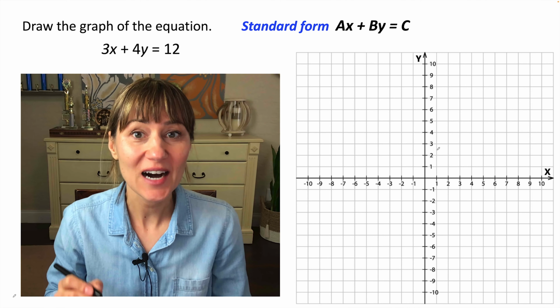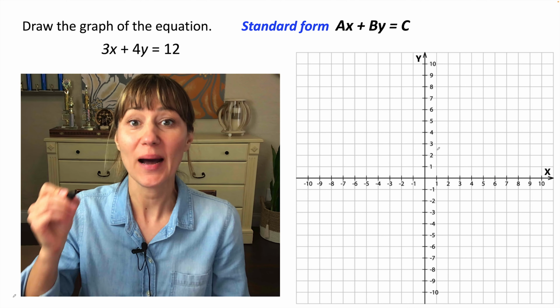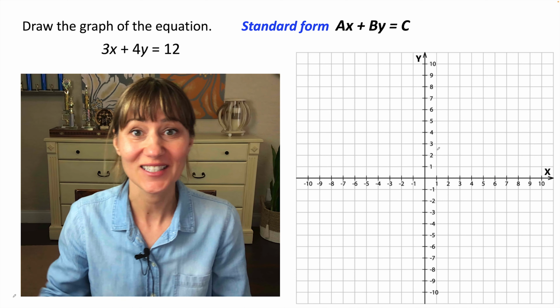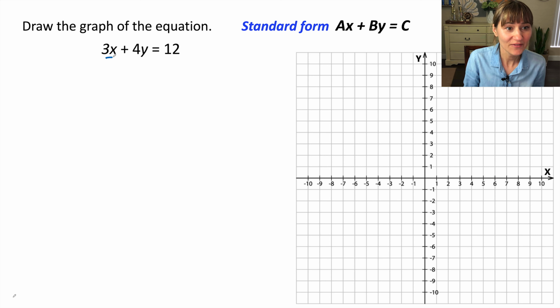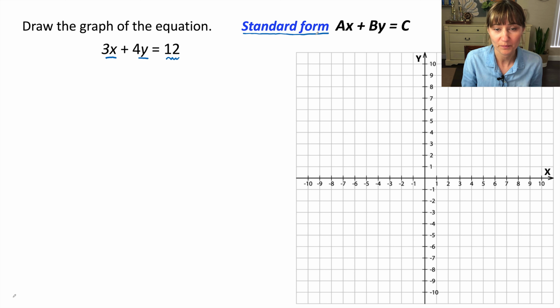We are going to graph a linear equation by making a table of values. Let's go! When you have x and y on the same side of the equation and some number is on the other side, your equation is written in standard form. So to graph this kind of equation, make a table of values.